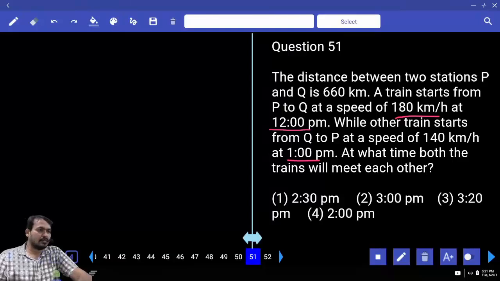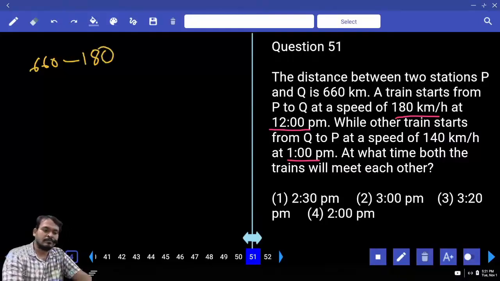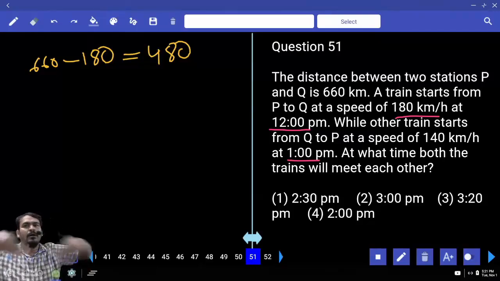What is the first one's speed? 180. It means from 12 to 1, it has travelled 1 hour. In 1 hour, how much distance is travelled? 180. Out of 660, 180 is already travelled by the first train. What is the remaining distance? 480. That 480 is travelled by both the trains after 1 p.m., in which direction? Opposite direction.